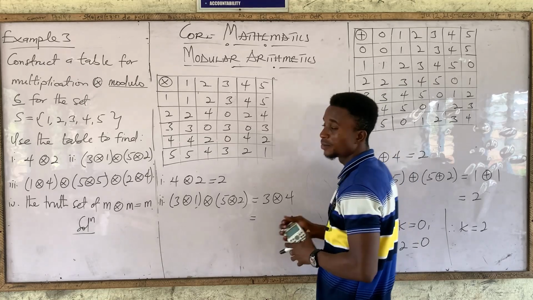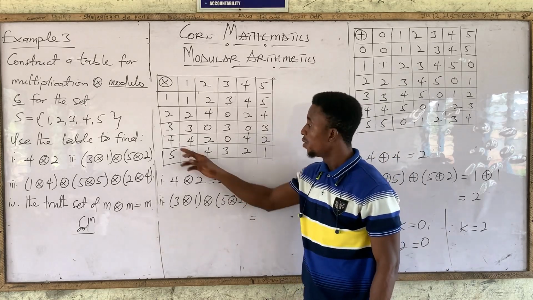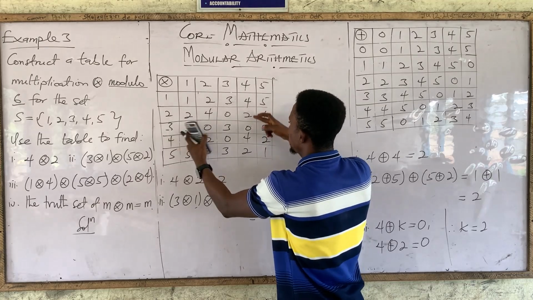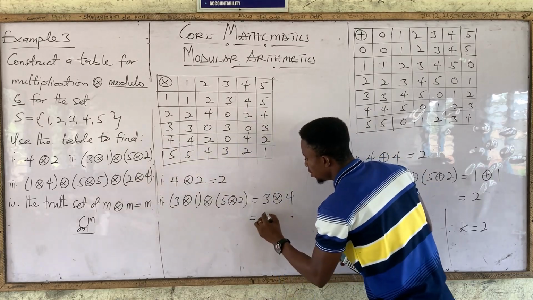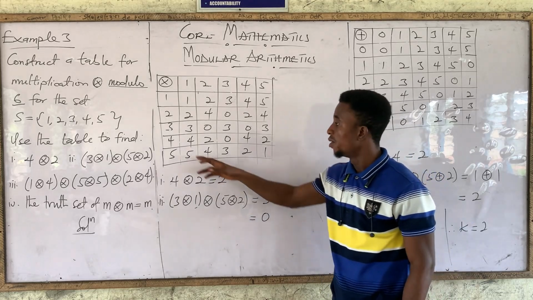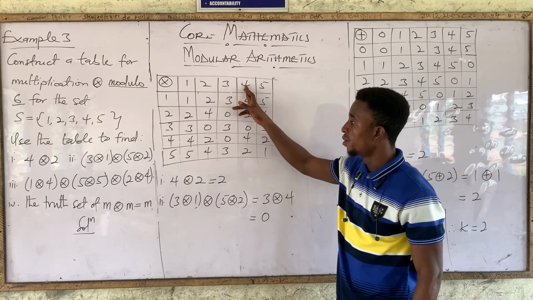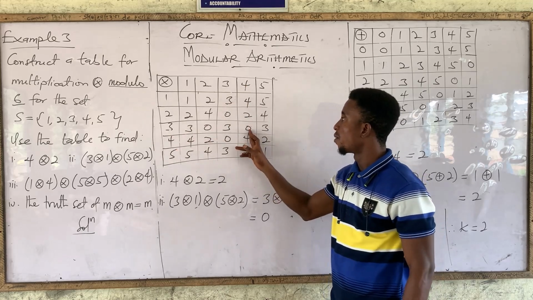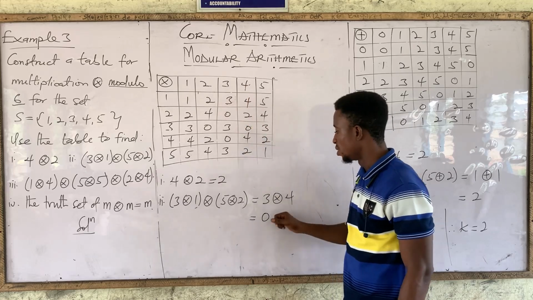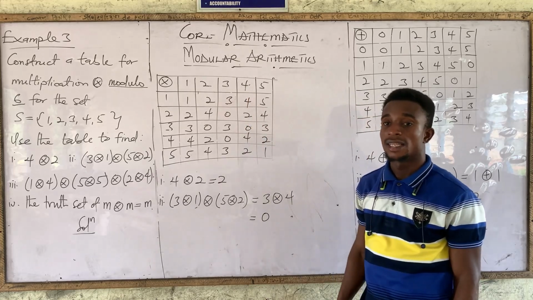Then lastly I have what? 3 by 4. 3 by 4 gets us what? 0. 3 by 4 gets us 0. Please, are we getting that?